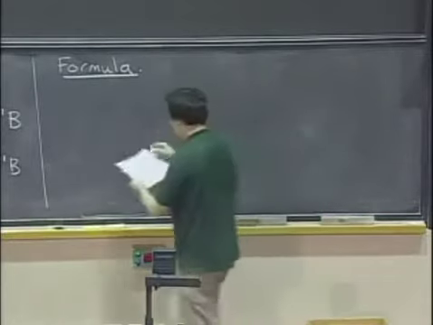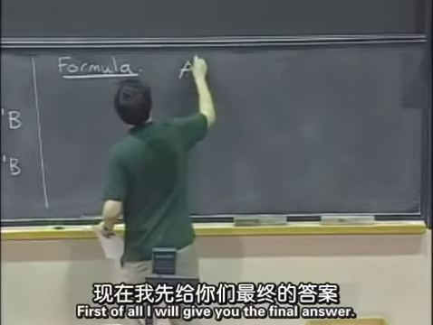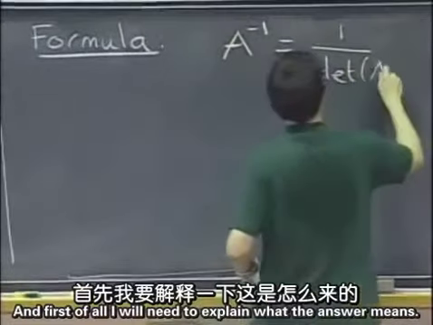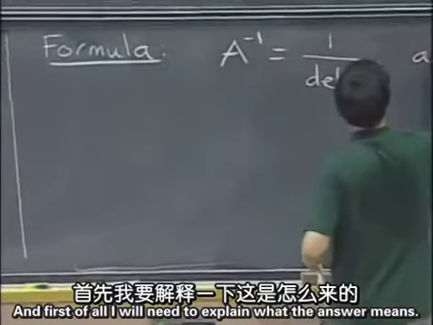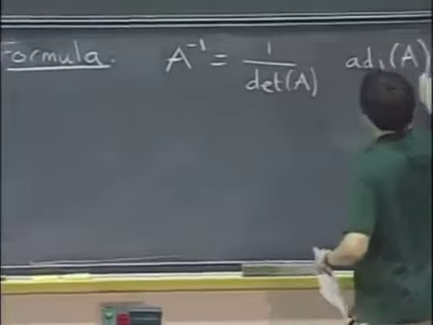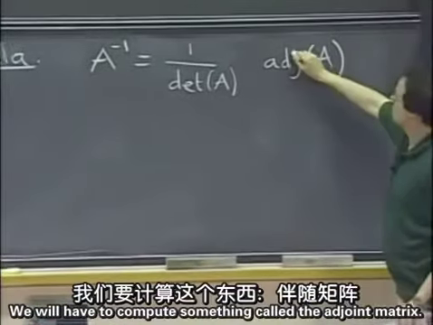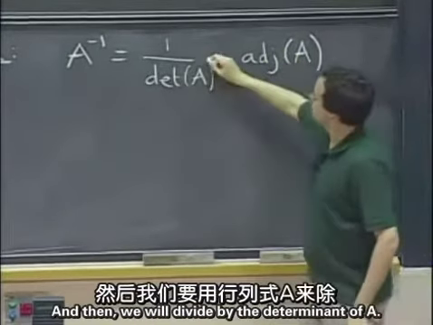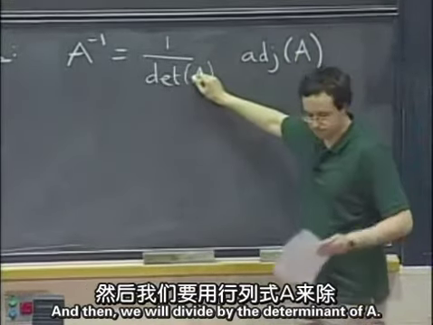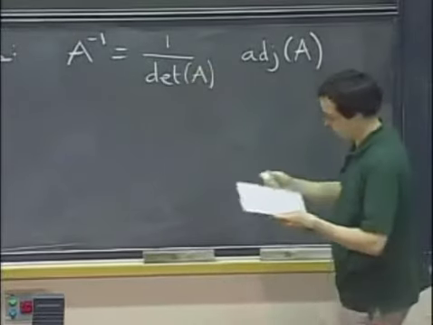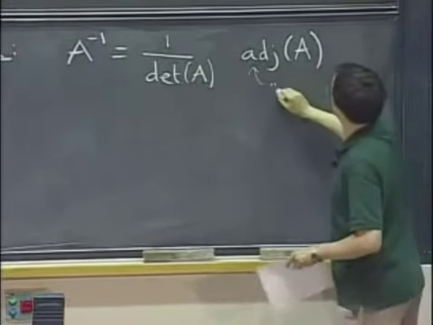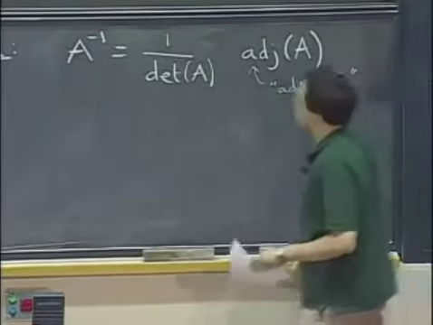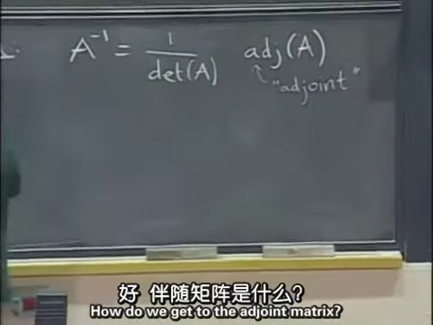So I'm going to do it. Okay, so first of all, I will give you the final answer. And of course, for that, I will need to explain what the answer means. So we'll have to compute something called the adjoint matrix. And I will tell you how to do that. And then we'll divide by the determinant of A.